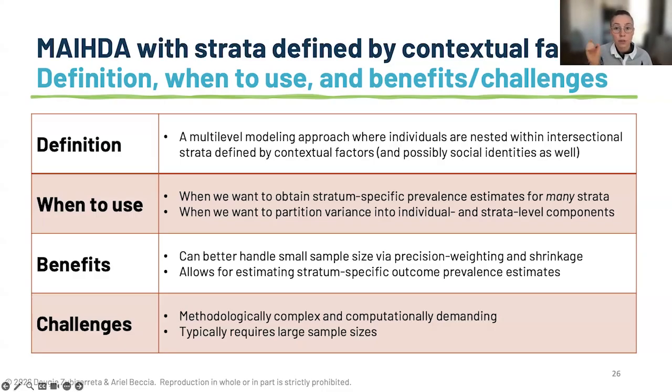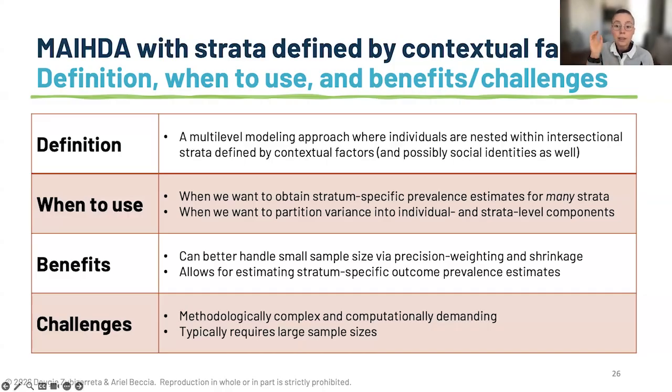And when we want to be able to partition the outcome variance into the components of individual level and strata level. And so there are two key benefits of this method. First, it's really good at handling small sample sizes because of its automatic precision weighting of all estimates and its shrinkage towards the overall sample mean. And this is rooted in multi-level modeling broadly, so that's a common benefit of multi-level modeling. And also, it allows for estimating stratum-specific prevalence estimates, and these have really straightforward interpretations.